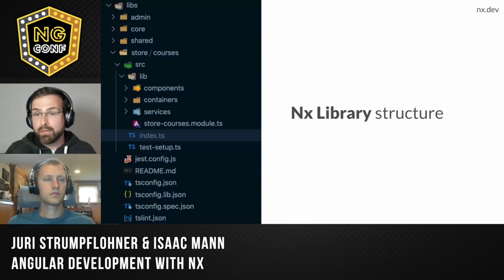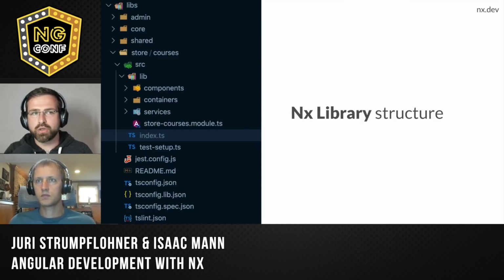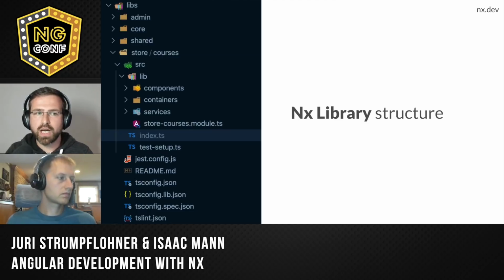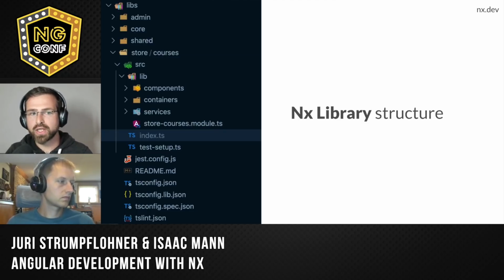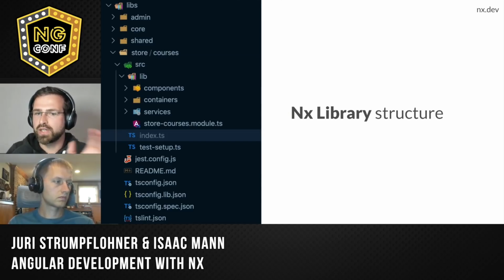So in the next, library structure looks more or less like the screenshot which I have here on the left side. So you see here there's a specific libs folder, and then we have a couple of different libraries. And here specifically, I have expanded the store courses library. And within that lib folder, like in the source lib folder there, you see again the components, containers, and services, just as you would have within the same folder inside your Angular CLI application.